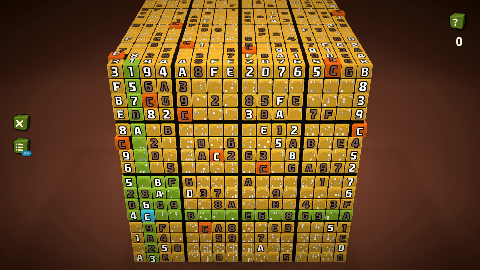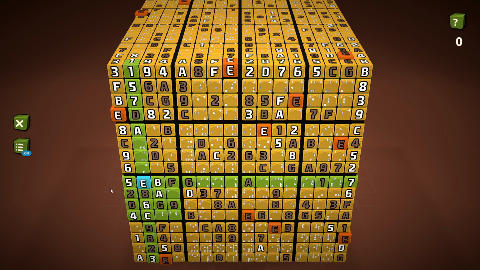So, 1, 3, 7, and E. Can't be a 1 because of that. Can't be a 3. Can't be a 7. So then this one would have to be an E then. This can't be a 3 or a 7, so this has to be a 1.